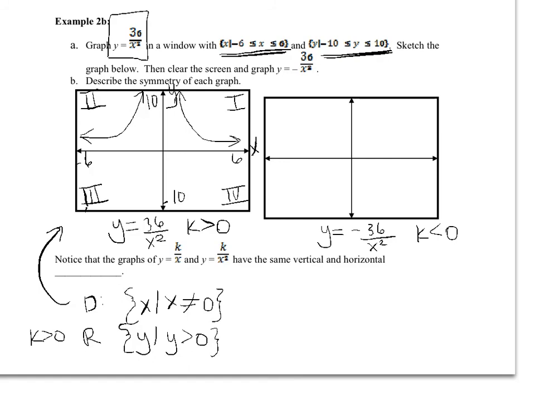For the graph on the right, that is y equals negative 36 divided by x squared, so your k is less than 0. So let's draw that here. Make sure you can graph it on your calculator. And we went from negative 6 to positive 6, negative 10 to positive 10, and it should look like this. So your graph is in the third and fourth quadrants this time.